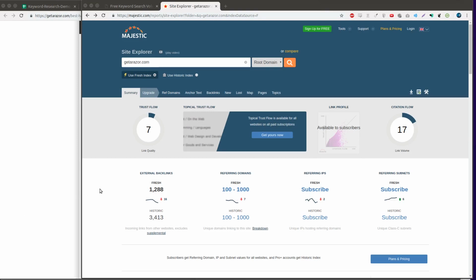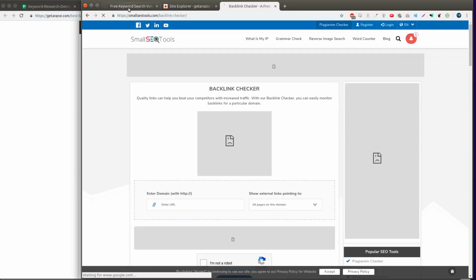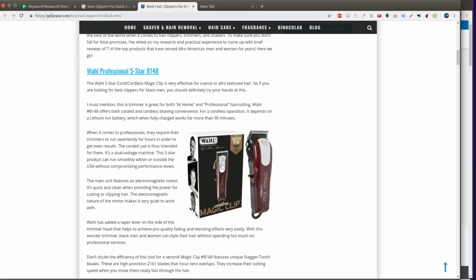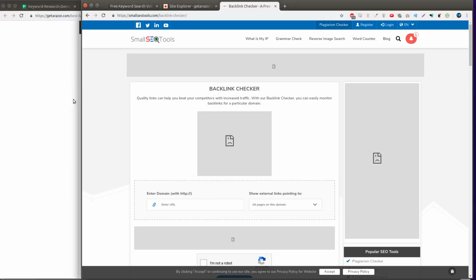We're going to use the Small SEO Tools backlink checker, which is probably just duct taped into Moz. I don't know, doesn't really matter. So we're going to open this backlink checker, and we're going to check out the domain, and then we're also going to check out this particular specific page. So we'll do both of these.